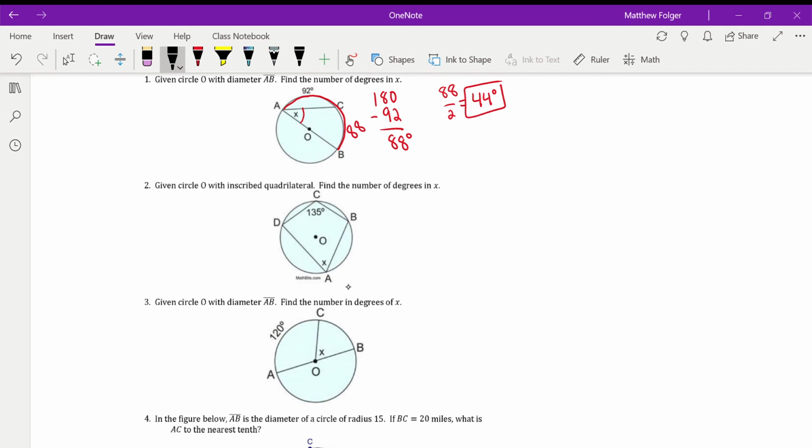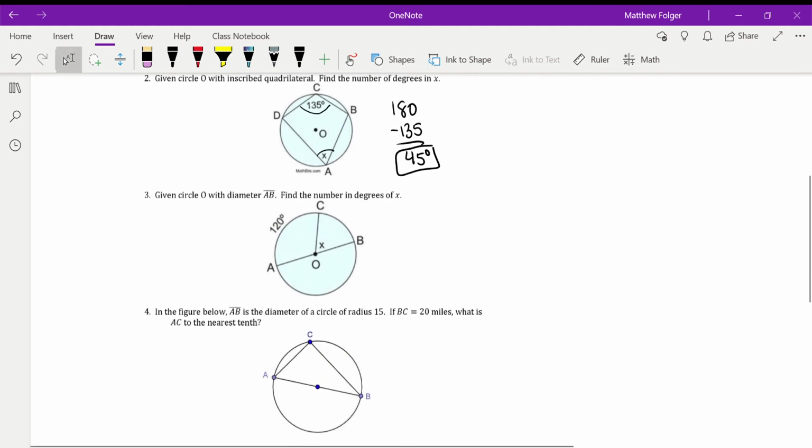Sorry, the whole circle is 360. So these two angles always have to add to 180. So if I want to know what X is, I do 180 minus 135, which gives me 45 degrees for that one. All right, that one was fairly straightforward.